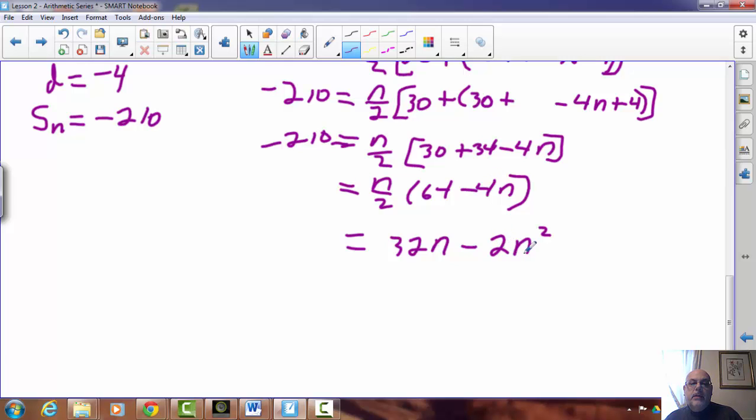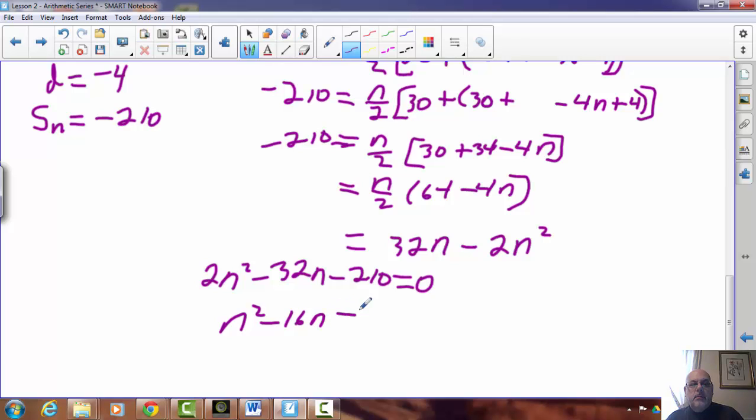So because we have a negative with the square term, I'm going to move everything to the left. So 2n squared minus 32n minus 210 equals 0. If I divide everything by 2, n squared minus 16n minus 105 equals 0.